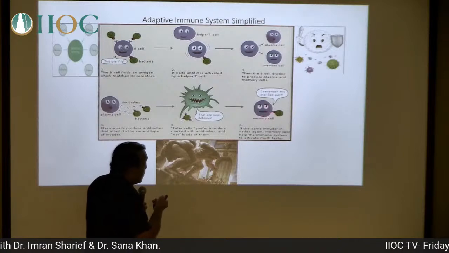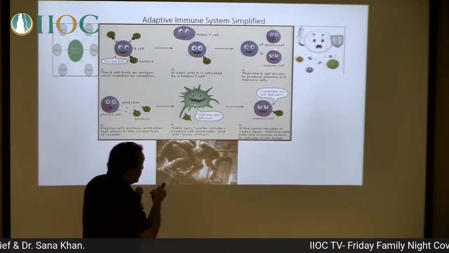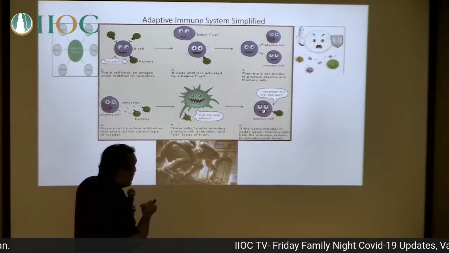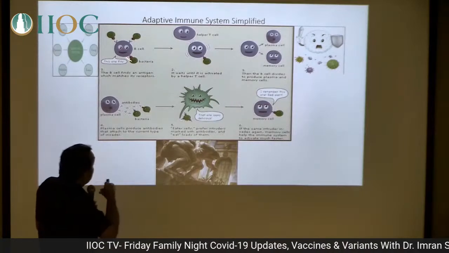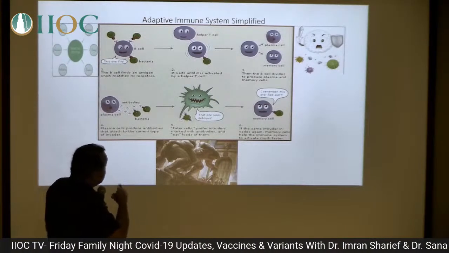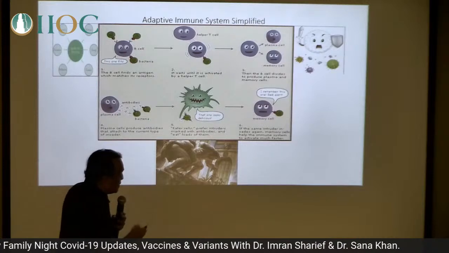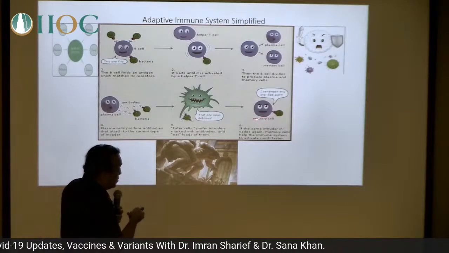Then you have something called memory cells. Remember I told you they form memory cells? So what happens is the body then produces lots of these memory cells. So instead of one cell going around trying to fit itself into this, now we've got hundreds of thousands of these memory cells over all of the body.